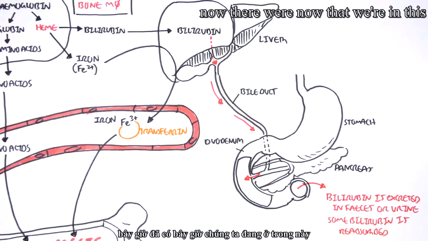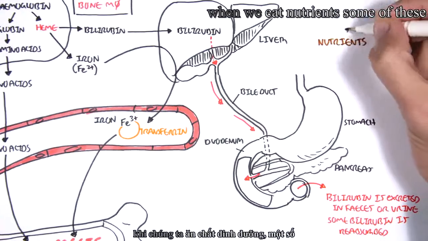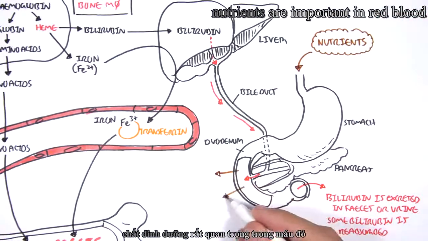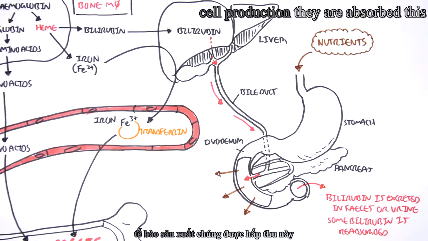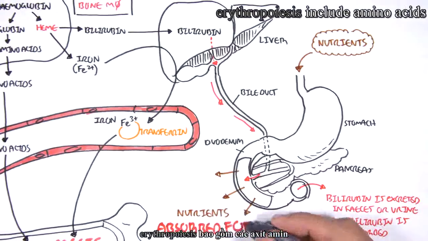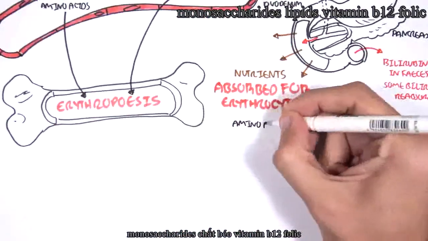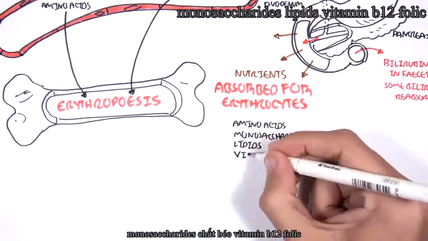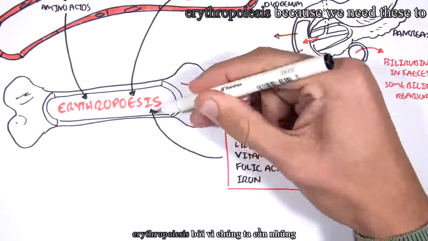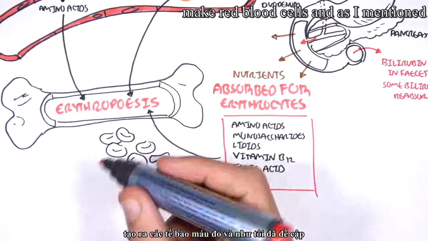Now that we're in this picture of the stomach and small intestine, it's important to note that when we eat, some of the nutrients are important in red blood cell production. They are absorbed in the small intestine. So nutrients absorbed for erythropoiesis include amino acids, monosaccharides, lipids, vitamin B12, folic acid, and iron. And all these are used in erythropoiesis because we need these to make red blood cells.